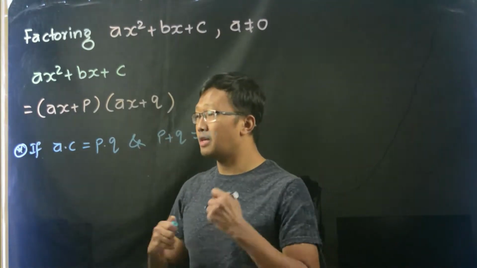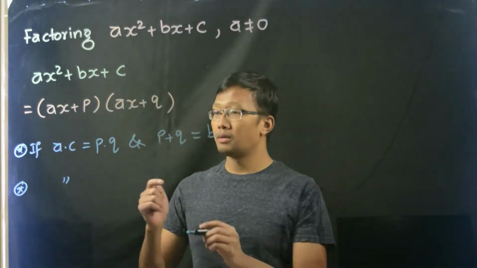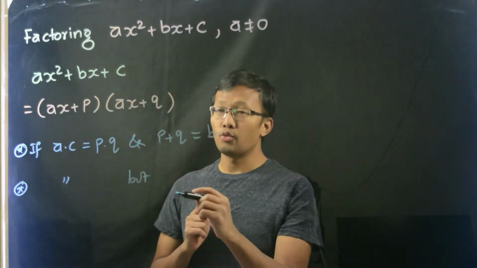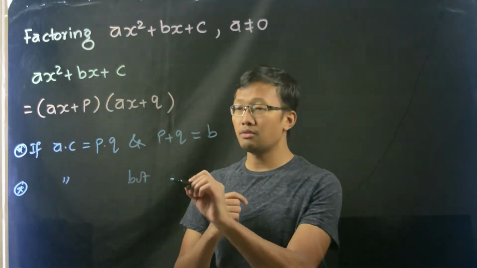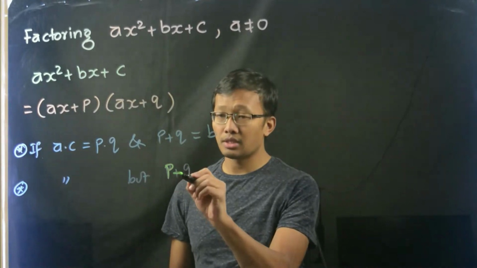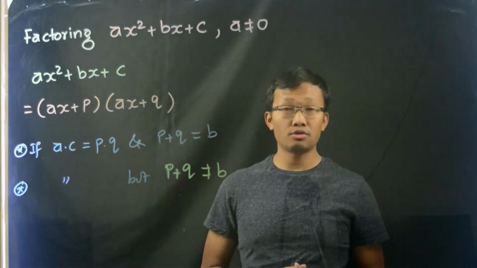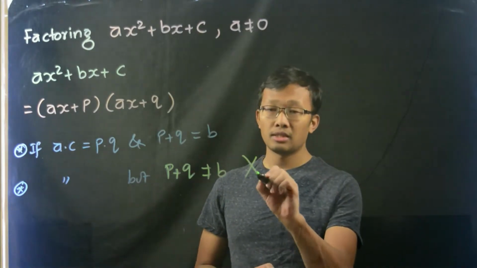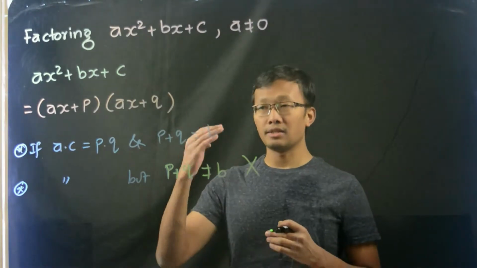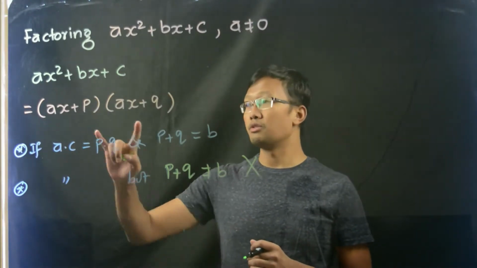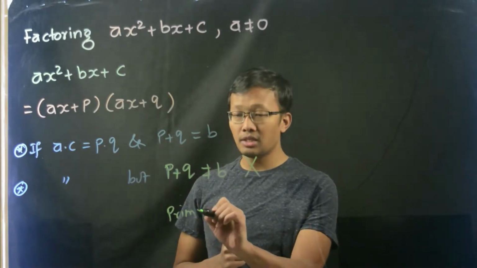Now, if the first condition remains the same, but we are unable to find two numbers p and q such that p plus q equals b, then we say that this trinomial is not factorable by this method, by using these two linear factors. So in this situation, we say that the trinomial is prime.